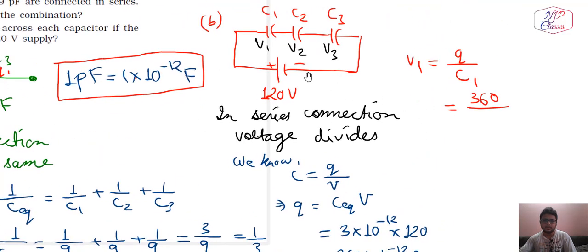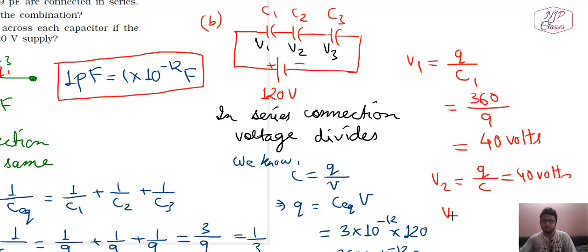360 divided by 9. How much? 40 volts. Okay, V1. And V2, how much? Same, Q by C1, 40 volts. And V3 also the same, Q by C1, 40 volts. Is it clear or not?